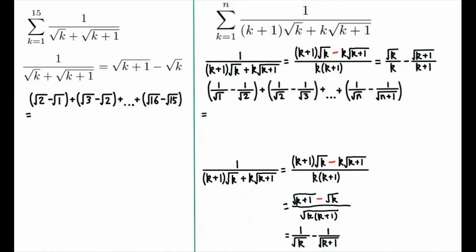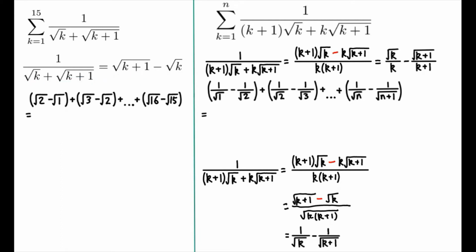In our fourth example, we have to find the sum of 1 divided by (square root of k plus square root of k+1), where k is equal to 1 all the way to 15. First of all, we can notice that this is equal to square root of k+1 minus square root of k.